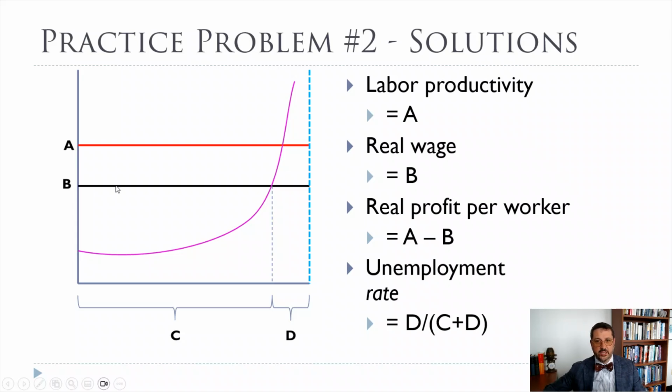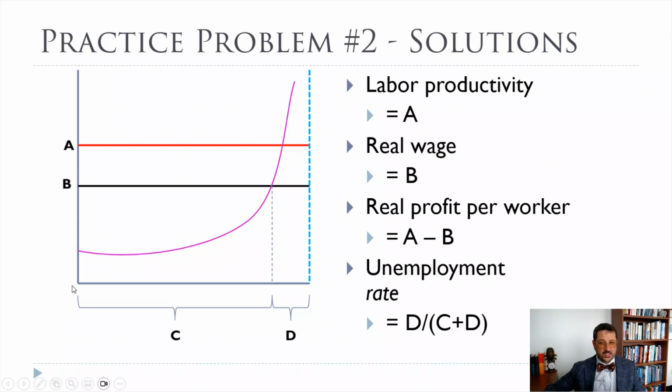Then the real wage is B, right? That's the black line. And the real profit per worker is A minus B, right? So the real wage is measured from the bottom to B. That's the real wage. And then the profit is measured from B to A, or A minus B.